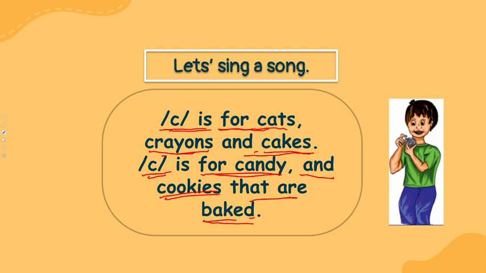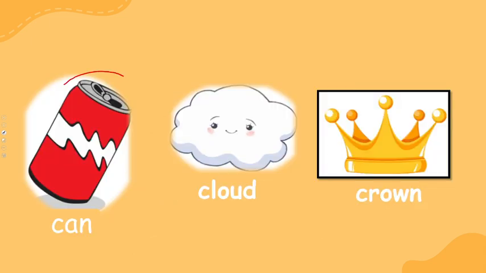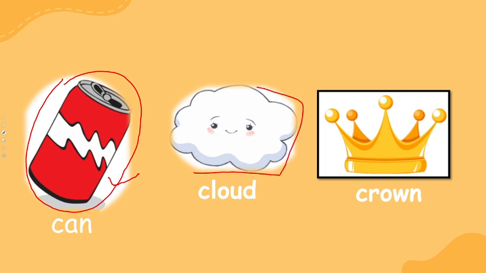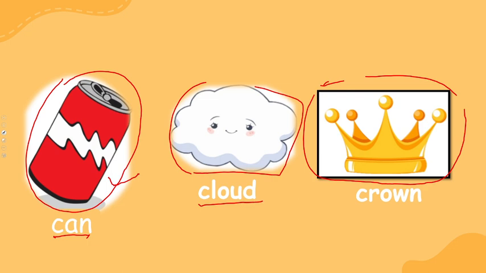Moving on, we have a few objects on the screen. You need to tell me the name of these objects. First of all, can you tell me the name of this one? Yes, a can. And cloud, and crown. Yes, let's do it one more time with the spellings and the sound. K and can, cloud, crown.